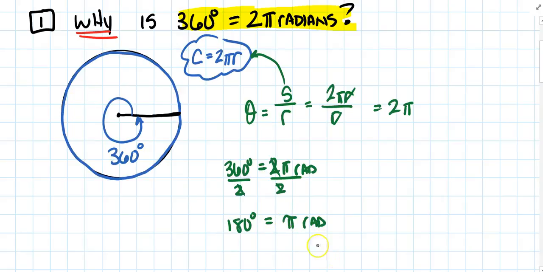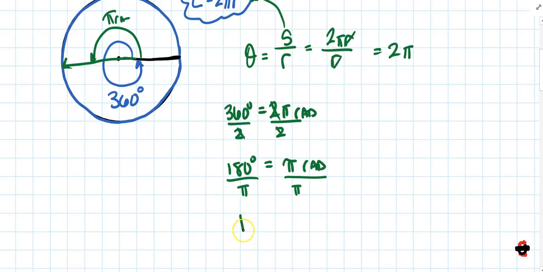Oh my gosh, look at that. 180 degrees is exactly worth pi radians. So that means if I drew a straight line of 180 degrees, I've got an angle measure of pi radians. Then, to go even further, let's say that I want to know what 1 radian is worth. If I divide both sides by pi, I can see that 1 radian is worth 180 degrees over pi, which is approximately 57.3 degrees.